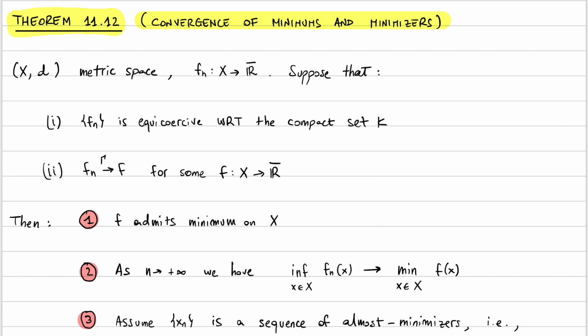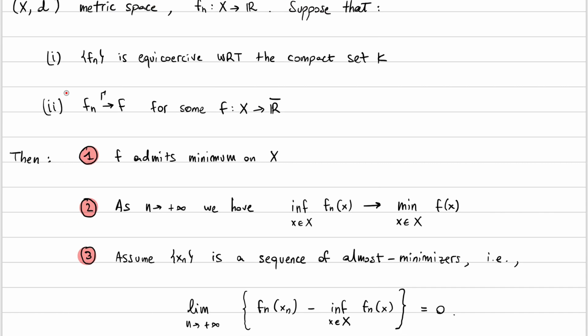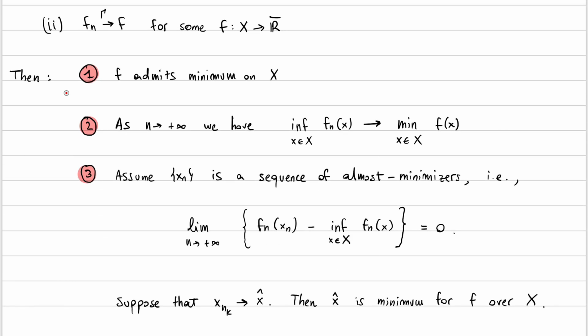Okay, so this is our usual situation. We have a sequence of functionals, and we prove that they gamma converge to something, and also we prove that they are equicoercive. Then, if we have that 1 and 2 hold, we have also the following. Number one, the gamma limit admits a minimum on X. So the gamma limit actually is minimized by something, which is not trivial, I would say.